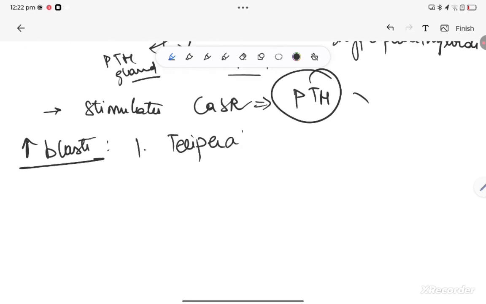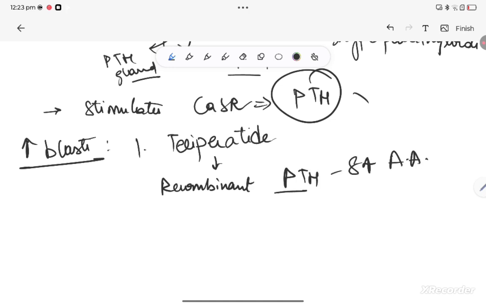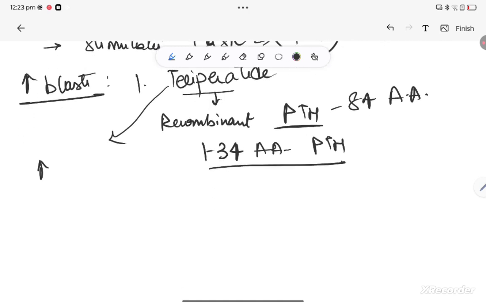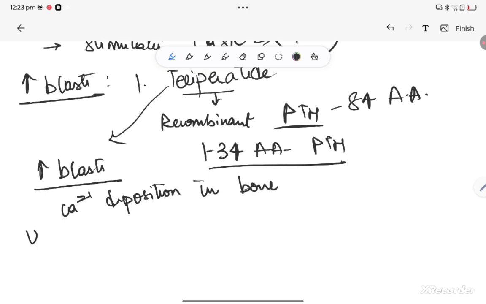Now we will talk about Teriparatide. Teriparatide is recombinant parathormone. Parathormone is basically an 84 amino acid molecule. Teriparatide is a small part of parathormone. It contains only 1 to 34 amino acids of parathormone. And this teriparatide primarily increases osteoblasts. So calcium deposition in the bone increases and it is primarily used in the treatment of osteoporosis. Whatever osteoporosis it is, we primarily use it.